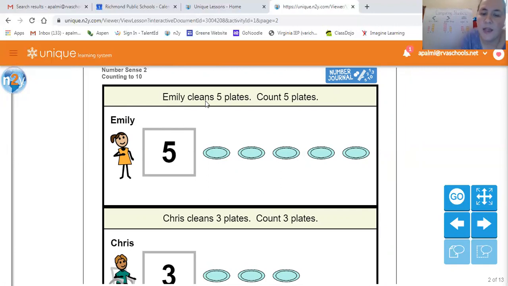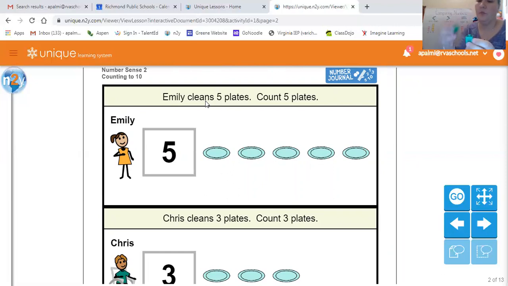5. Good. The words say Emily cleans 5 plates. Count 5 plates. So while Miss Dailey is going to put the blocks up and count, I want you to use your finger to touch the plates and count with me. Are we ready? Here we go.